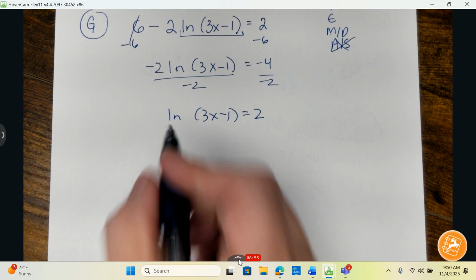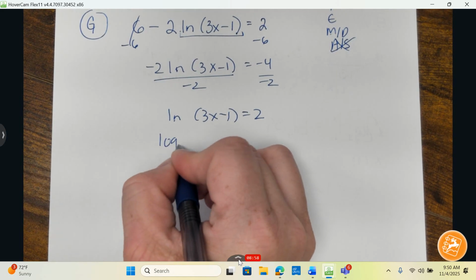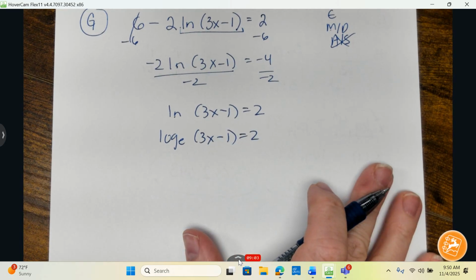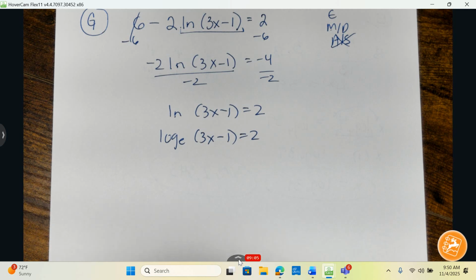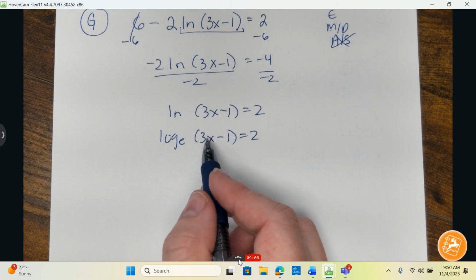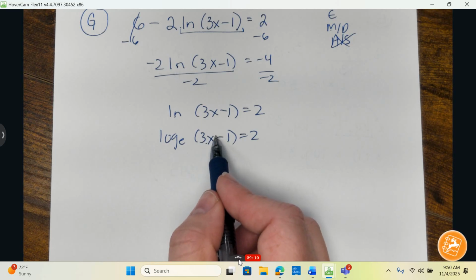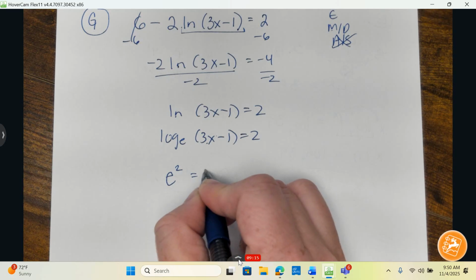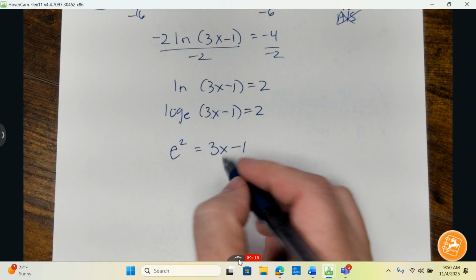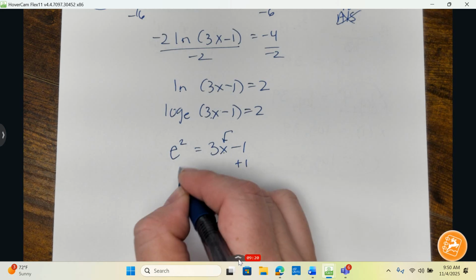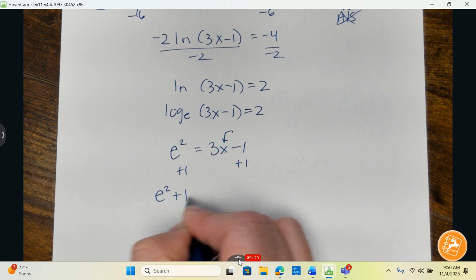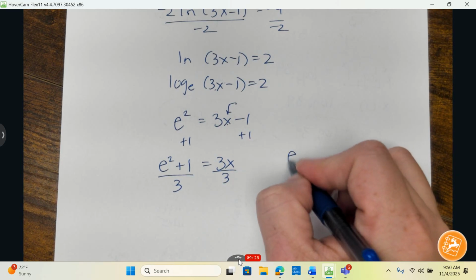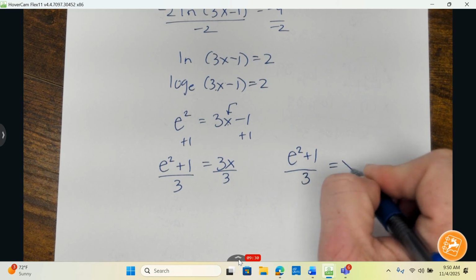Oh goodness, what do we do here? Well, remember, natural log is the same as log base e. And I'm back to a problem that was similar to the last example in F. I can't do the mental math, and I'm trying to solve here for this variable. Let's write this in exponential form. e raised to the second equals 3x minus 1. How do I solve for x? I'm going to add 1 to both sides. e to the second plus 1 equals 3x, and then I'm going to divide by 3. So I think the exact answer is this.